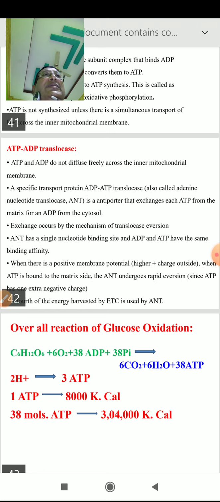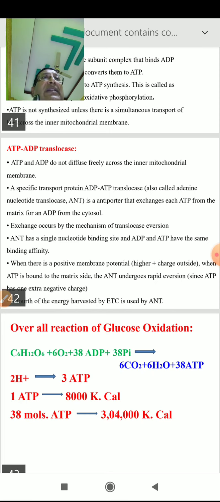ANT, which is popularly known as adenine nucleotide translocase (ANT), has a single nucleotide binding site, and ADP and ATP have the same binding affinity. When there is a positive membrane potential, that is, higher positive charge outside, when ATP is bound to the matrix site, the ANT undergoes a rapid eversion, since ATP has an extra negative charge. A fourth energy harvested in the ETC is by ANT.